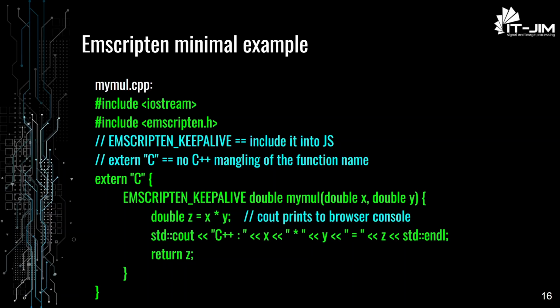The Emscripten minimal example is shown here. You need extern "C" so that the function can be seen from JavaScript, that is, without the C++ name mangling. EMSCRIPTEN_KEEPALIVE means that it's exported to JavaScript and not removed when doing C++ optimization. Here we multiply two double numbers, return the result, and also print the result to the screen, standard output, which is the browser console. This is a minimal Emscripten example in C++. Next slide, please.